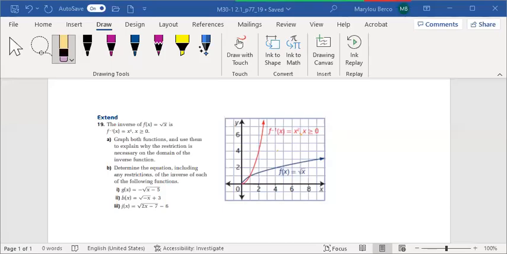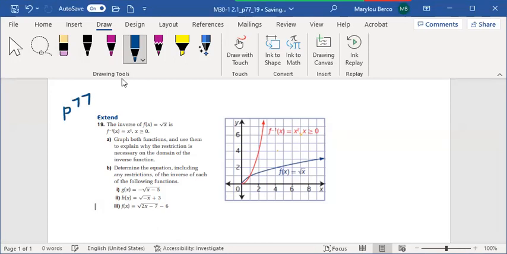Okay, let's take a look at number 19 on page 77. The inverse of f(x) = √x is f⁻¹(x) = x², where x is greater than or equal to 0. Graph both functions and use them to explain why the restriction is necessary on the domain of the inverse.